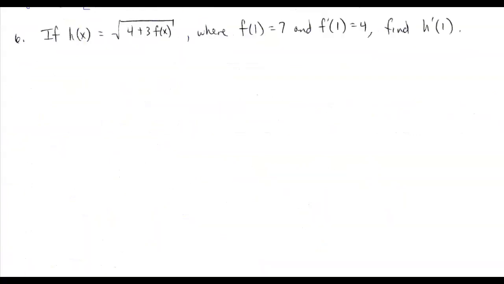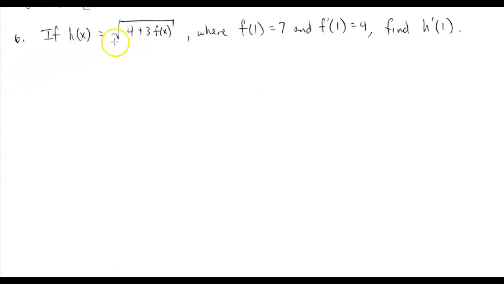Okay, so for our next example, we're given a function h of x that is defined in terms of f of x, and we're given information about f of x and a derivative of f of x at a particular x value. And that would be 1 in this case. And what we want to do is find out what the derivative of h is at 1.